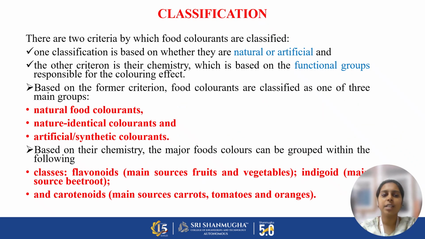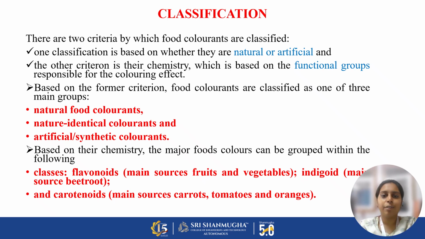The classification may be based on natural or artificial origin. Another criterion is based on the functional groups of the coloring effect. Based on these criteria, food colors are classified into three main groups: natural food colorants, identical food colorants, and artificial or synthetic food colorants. These major food colorants can be grouped within the following classes.